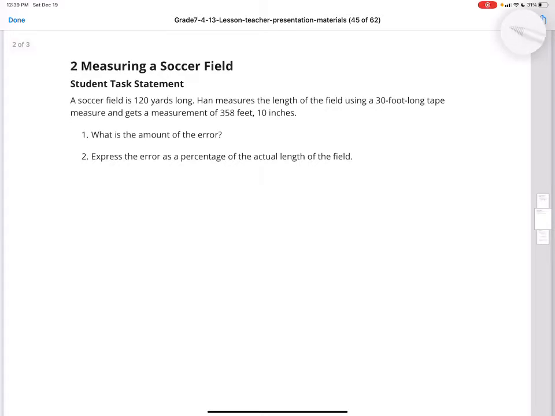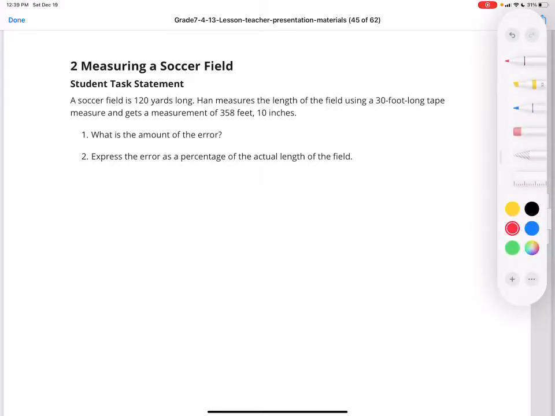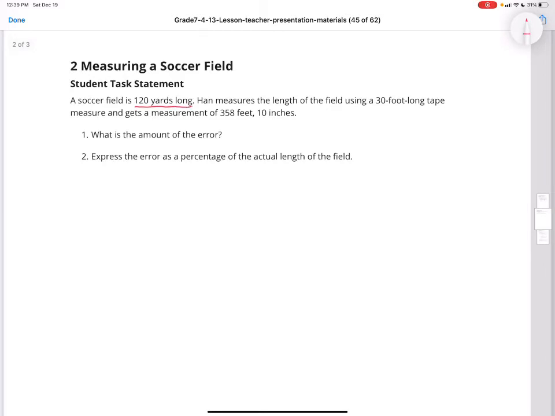Okay, so when I looked at this, it caught me off guard the first time. It says the soccer field is 120 yards long, and Han is using a 30-foot long tape measure and gets a measurement of 358 feet and 10 inches, okay? So yards and feet are not the same measurements. So we need to figure out, well, how many feet is the actual soccer field?